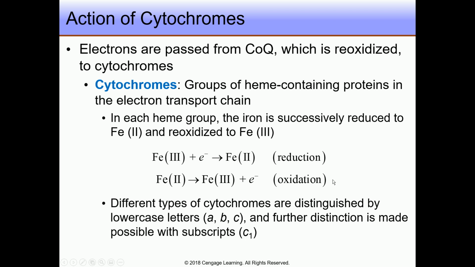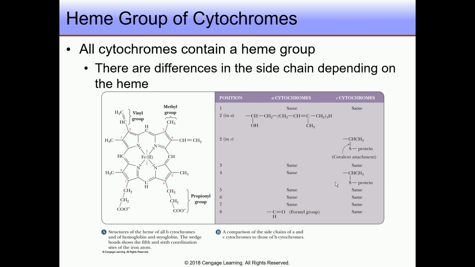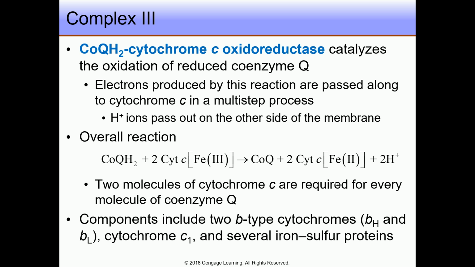So here ferric ion is gaining electrons, so it is getting reduced to ferrous ion. And when ferrous ions lose electrons, they get converted into ferric ions. In that situation, they are getting oxidized. And there are different kinds of cytochromes, A, B, and C. We will be coming across them.